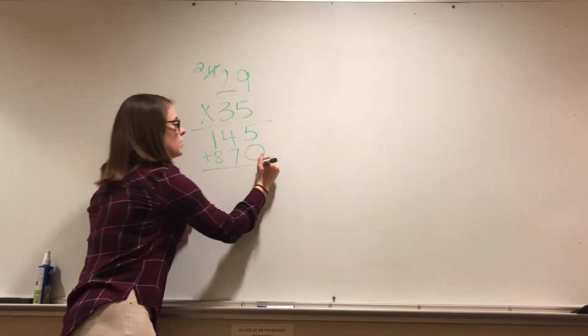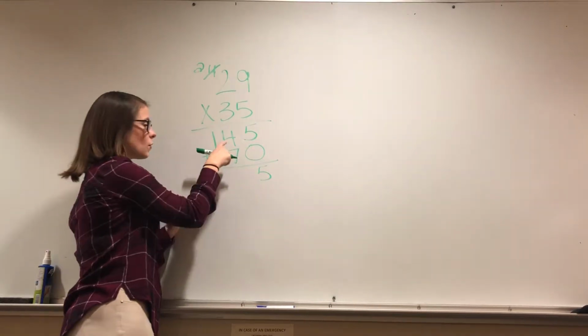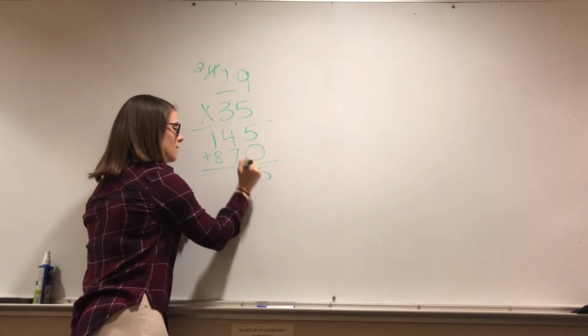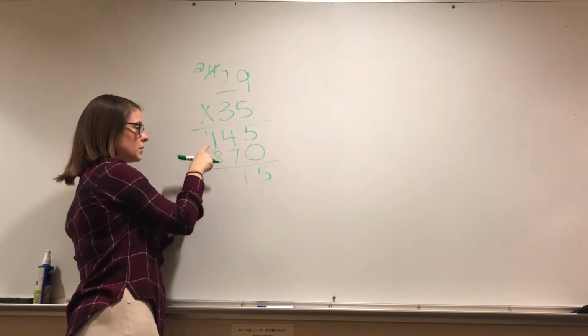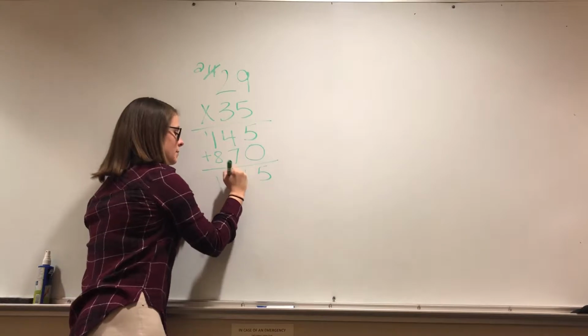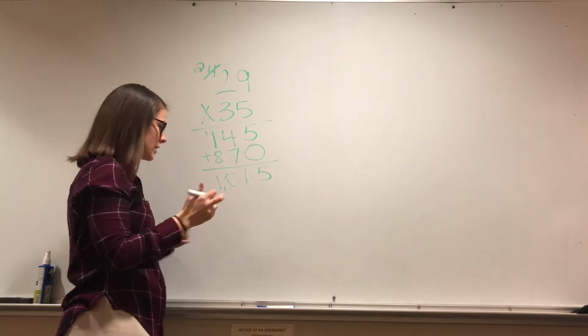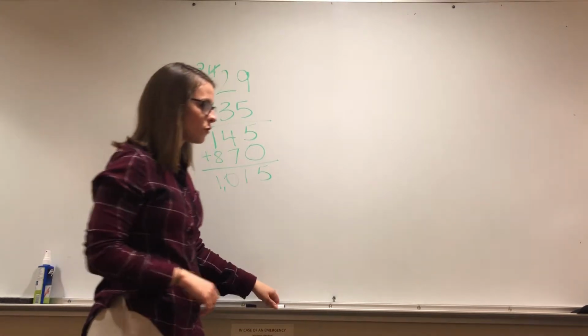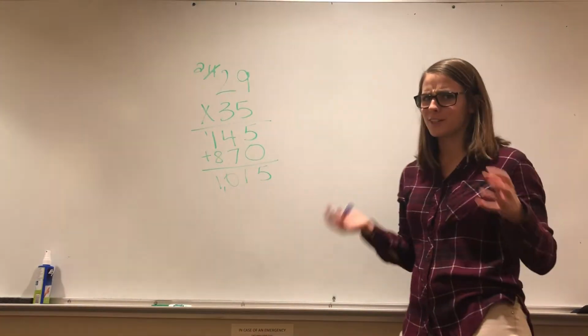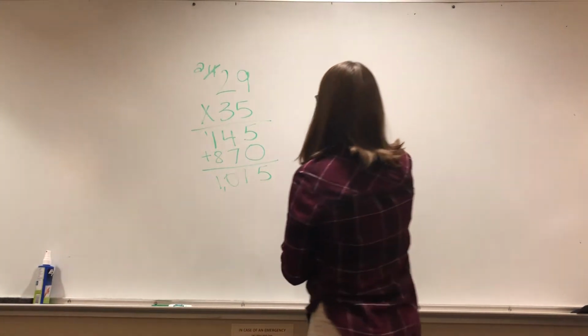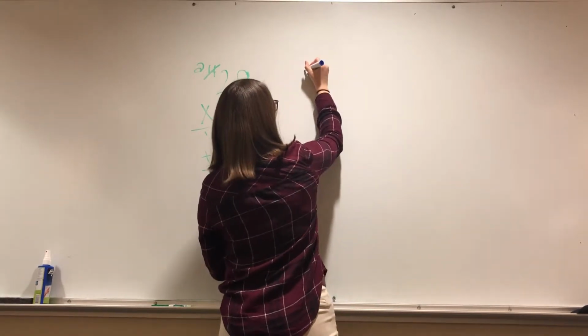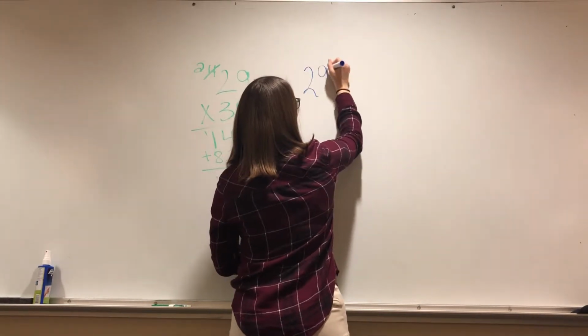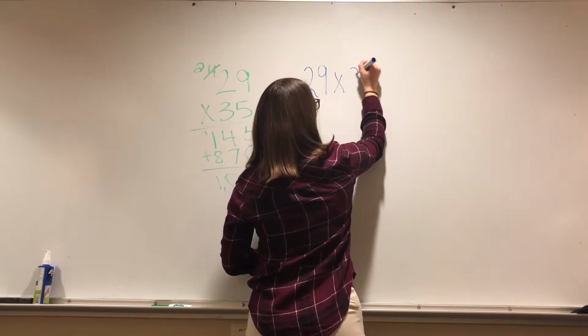5 plus 0 is 5. 4 plus 7 is 11. 8 plus 1 is 9, plus 1 is 10. All right, so our answer over here is 1,015. So for our bow tie method, we're going to start with our same problem. We're going to start with 29 times 35.